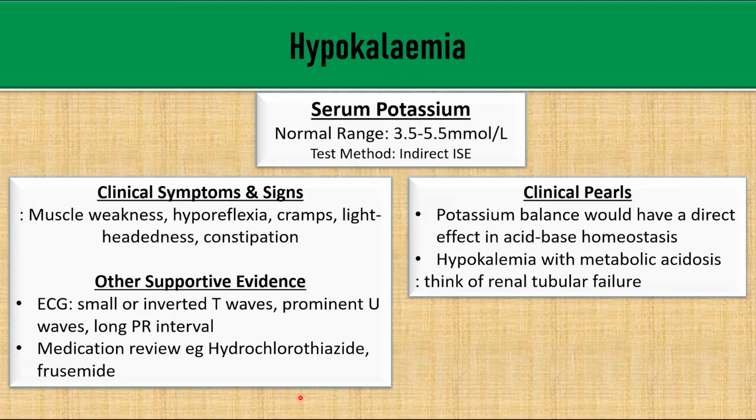One important fact to highlight in this slide is that potassium imbalance actually has a direct effect on acid-base homeostasis. Just as in the case of hyperkalemia, like I mentioned, which is normally associated with metabolic acidosis, hypokalemia is commonly associated with metabolic alkalosis. However, if you see a subject with hypokalemia that has a concomitant metabolic acidosis, please consider that the patient might possibly have a renal tubular failure, which requires specific treatments.